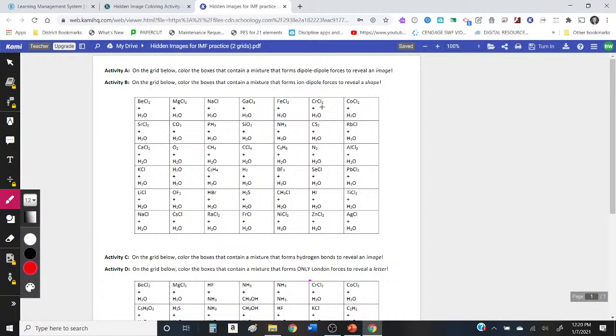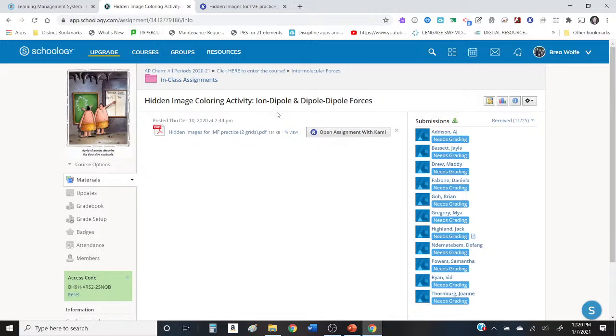All I want you to do is color in the boxes that do form ion dipoles. And if you do it right, it'll reveal a shape, like literally a geometric shape. You can pick any color you want. You might want to change the transparency so that you can see through what you're coloring. But you're going to color it for about 7 minutes, and then we'll see if you've got the right shape at that point. Give it a shot. Here's the name of the activity again if you're still looking for it.